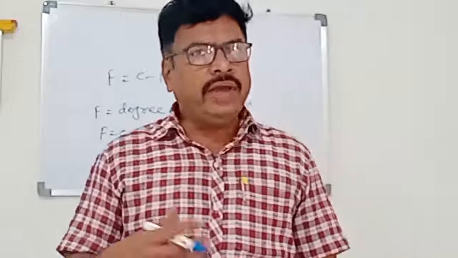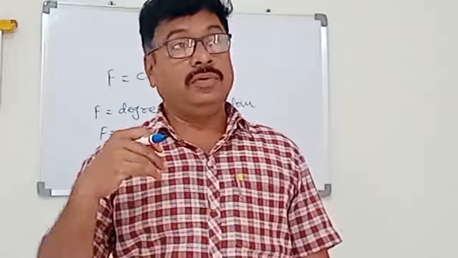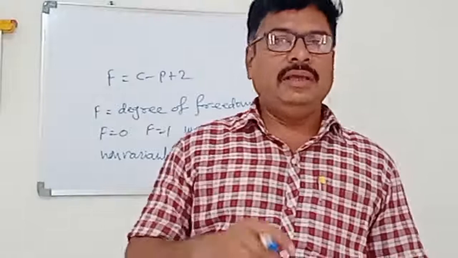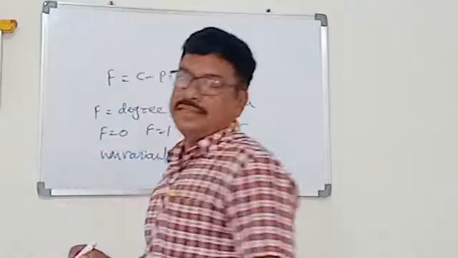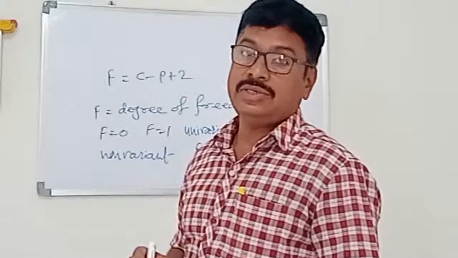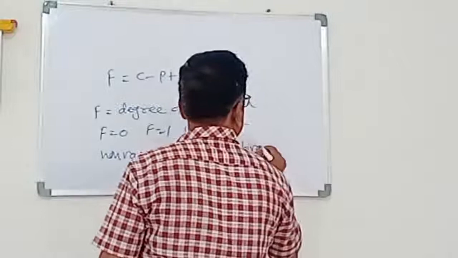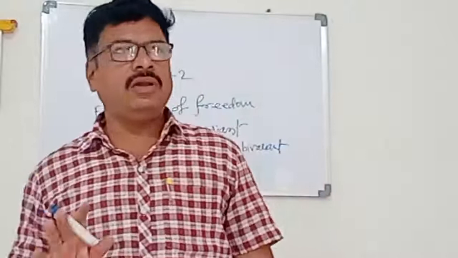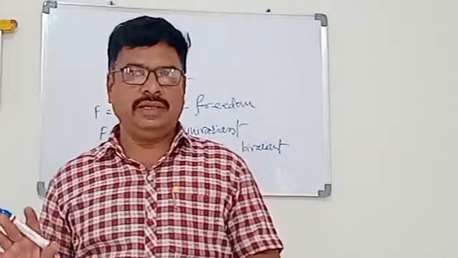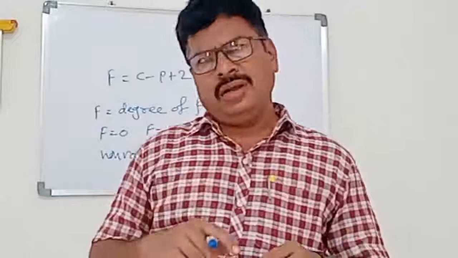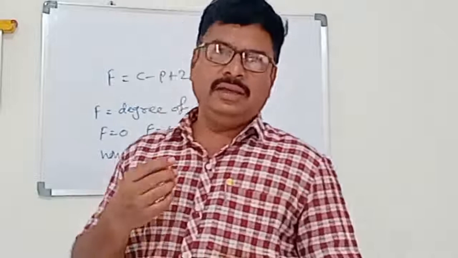When F is equal to 2, it means that to define the system completely, to study the system thoroughly, we need two variables. Such a system is known as bivariant. Similarly, for F equal to 3, the system is known as trivariant. In this way, there are different values of F: 0, 1, 2, 3, for the complete specification of a system. Now we are going to see some examples for understanding the degree of freedom of a system.